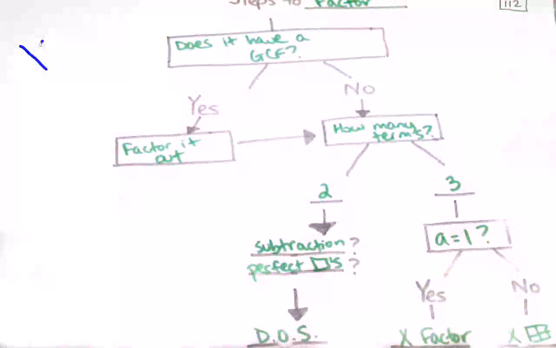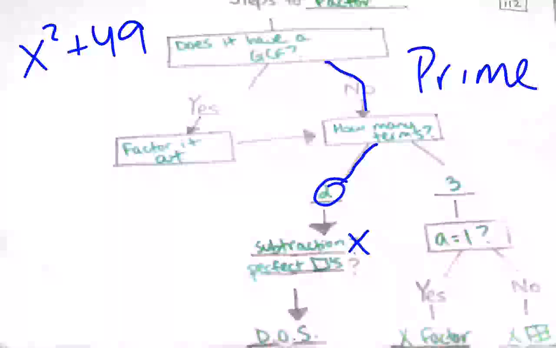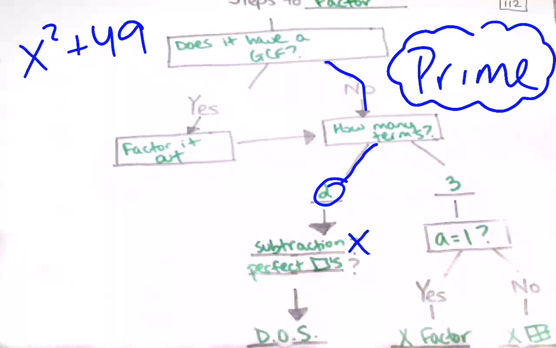What about x squared plus 49? I definitely don't have a GCF. I have 2 terms, but I don't have subtraction. So that means my answer would be prime. I didn't have a GCF, and it's not difference of squares. So the only thing I can say is that it's prime. Just like there's nothing besides 1 that goes into 3, we would say it is a prime number. So we can have prime expressions.